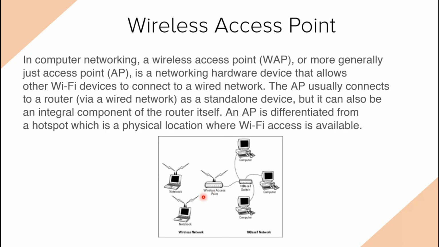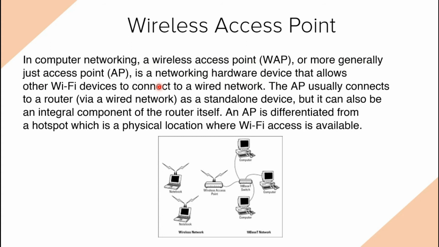Now it's time to learn about the wireless access point. You can see in the diagram here as well. I have given you the diagram first, then the words, because it is easier to understand with a diagram rather than words. So here, in computer networking, a wireless access point or WAP, or more generally just access point, is a networking hardware device that allows other Wi-Fi devices to connect to a wired network. It is a device that provides connection between wireless devices and can connect to wired devices.